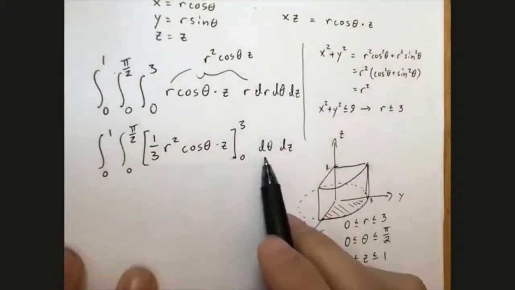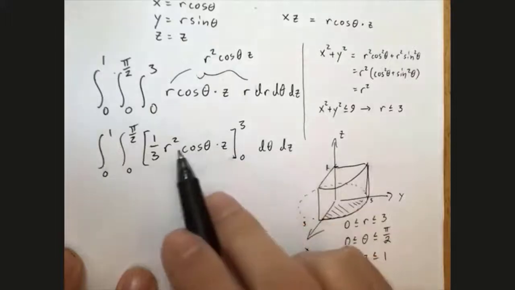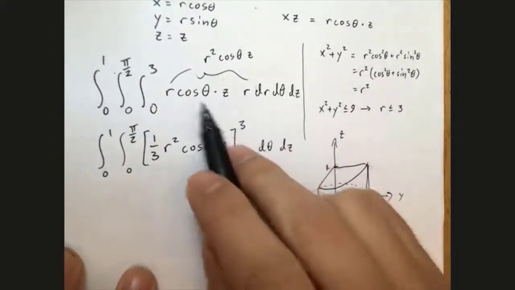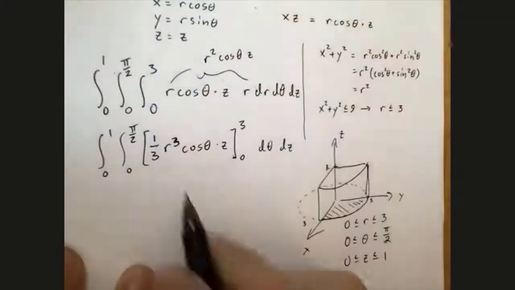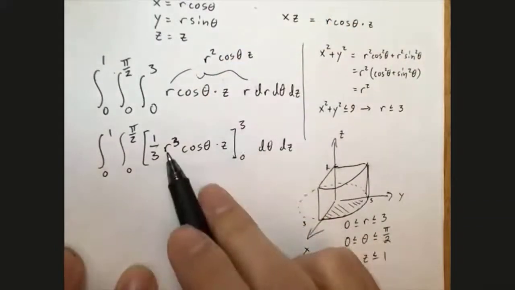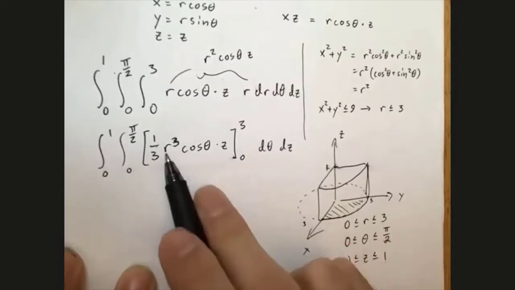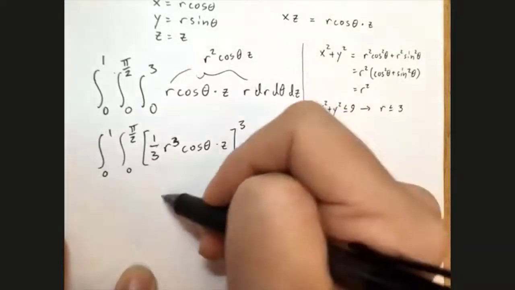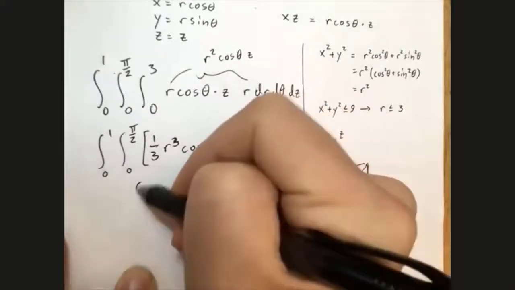Well, let's see. When r is 3, I get... I goofed. You were probably about to say something. Antiderivative of r squared is 1/3 r cubed. Okay, so when I plug in the 3, I get 27 divided by 3 is 9. When I plug in 0, I just get 0. So this thing is just 9 cosine theta times z.